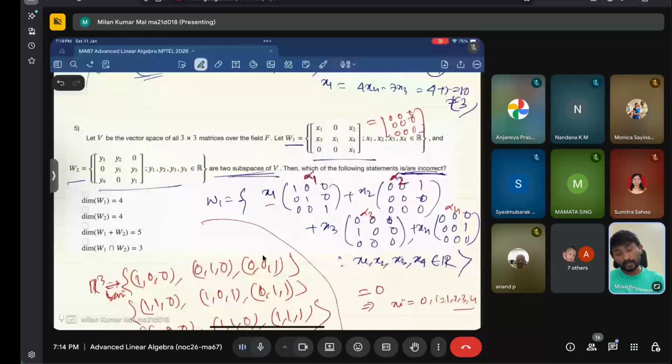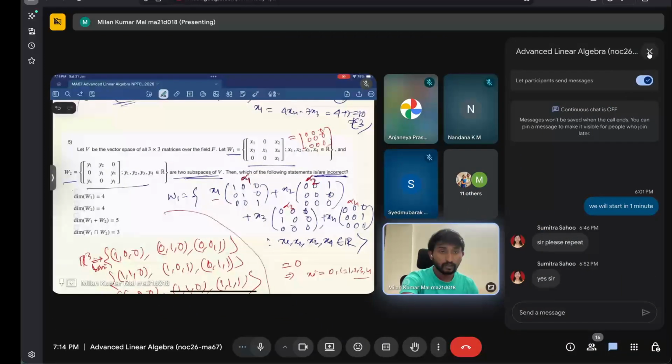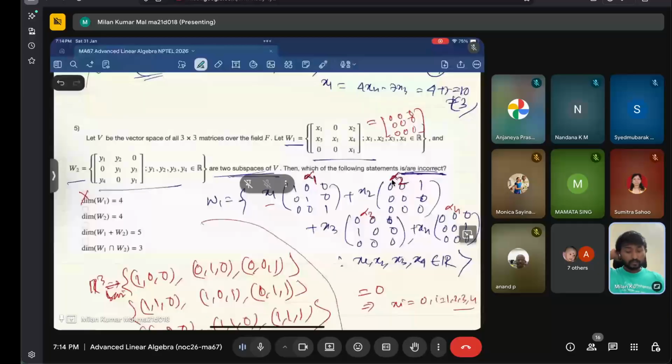So this is a correct option. That is not our option, because the question asks us to find an incorrect option. So this is not our option. Similarly, if you take W2, you will check that the dimension will be 4. So that's why this is also not a correct option.